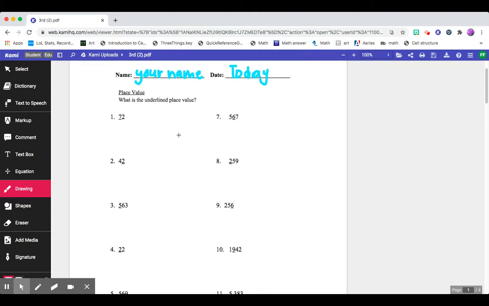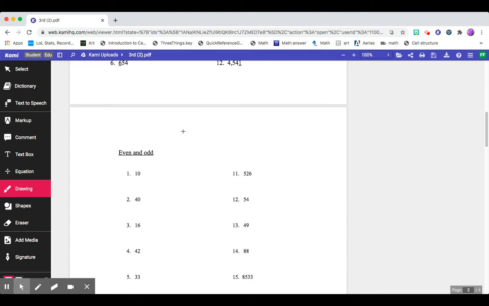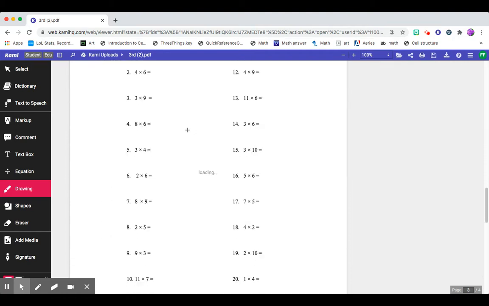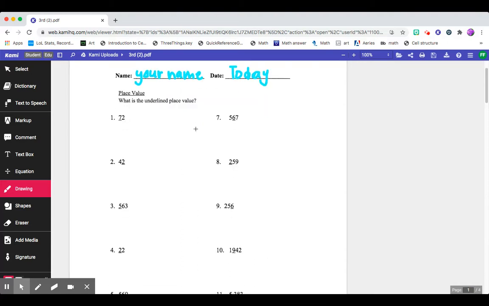So today we're gonna learn about place value, even and odd, multiplication, and the word problems we always do. So let's get started. For the first one in the place value, what is the underlying place value? If you know the place value, it's gonna be really easy for you.